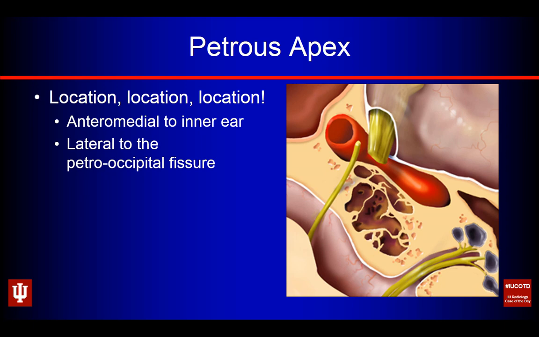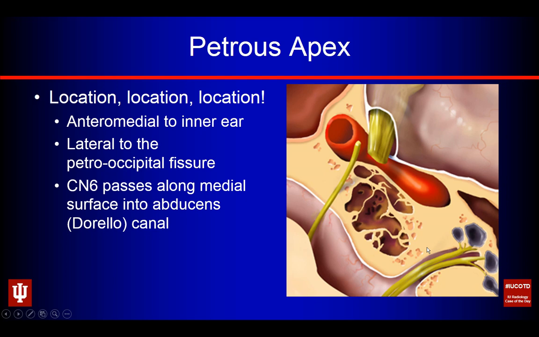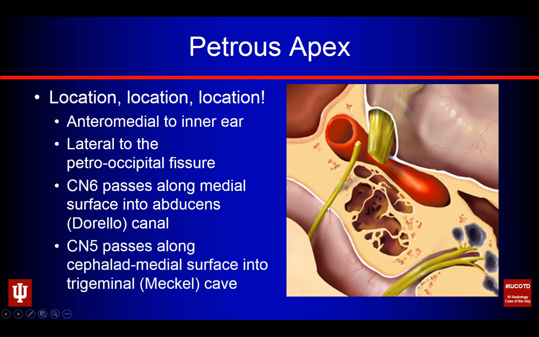namely skull base chondrosarcomas. Cranial nerve 6 passes right alongside its medial surface. This is where the abducens canal or the Dorello canal is, if you like to name things after people. It's in close proximity to the trigeminal cave or the Meckel canal, the Meckel cave. So pathologies involving the trigeminal nerve can also involve the Petrous Apex. And importantly, as I said before, the carotid canal sits right by it. So lots of really important structures sort of coming together in one location.